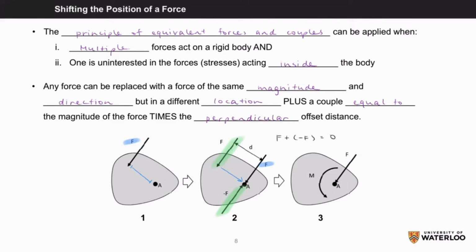In the third figure, we have replaced the couple with an equivalent moment, given that the moment produced by a couple is equal to its magnitude, F, times the distance, d, between the couple.